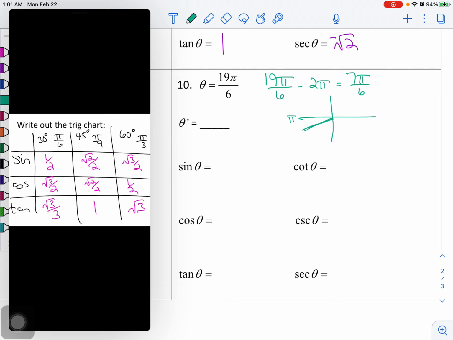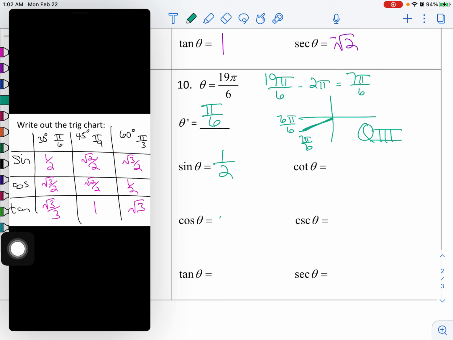So on a unit circle, this would be pi. 7 pi over 6 would be just a little bit after it. So this would be 6 pi over 6, and down here would be 7 pi over 6. So I'm in Q3. My reference angle, because the denominator is 6, is going to be pi over 6, which means I'm going to be working with this first column here in the trig chart. So sine is 1/2, cosine is root 3 over 2, tangent is root 3 over 3.